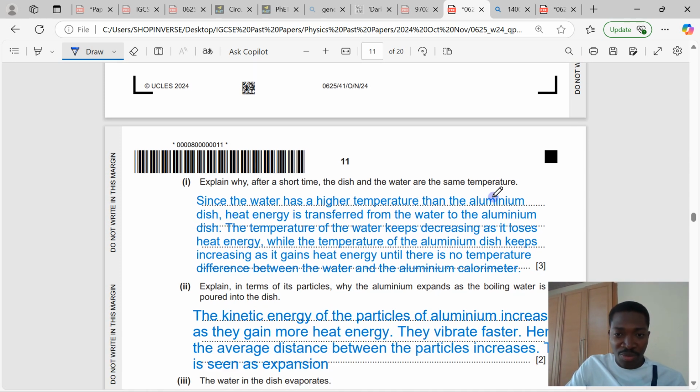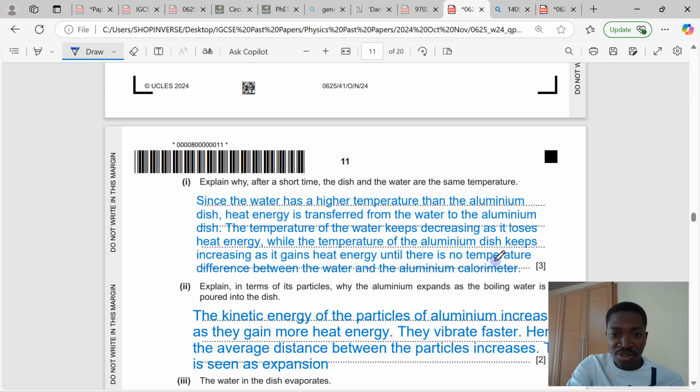Since water is at higher temperature than the aluminum dish, heat is transferred from the water to the aluminum dish. And what's the consequence of that? The temperature of the water begins to decrease, okay, since it's the one losing heat energy. While the temperature of the aluminum dish begins to increase, and it keeps increasing since it's the one gaining heat energy. And this continues until the water and the aluminum dish are at the same temperature, okay? Or you say until there's no temperature difference between the water and the aluminum dish. That's what happens.